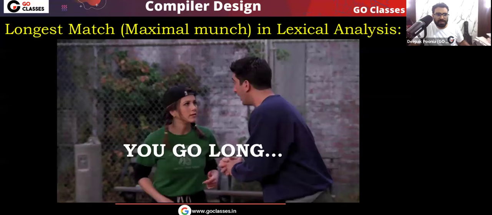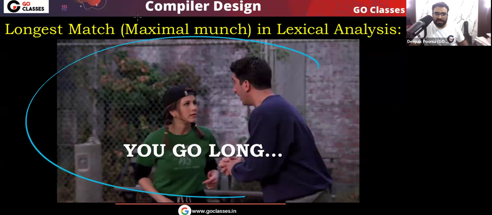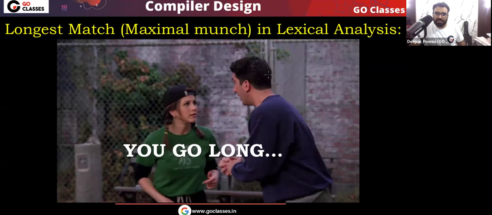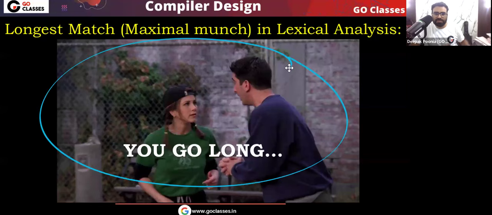So this is a meme. There is a serial, Friends. This is from that serial. If you have watched the Friends TV show, then you will relate to it. Basically, there is a scene where Ross tells Rachel that you go long. He doesn't let her play, so he just says you go long. Anyway, you can relate to it if you have watched this TV show.